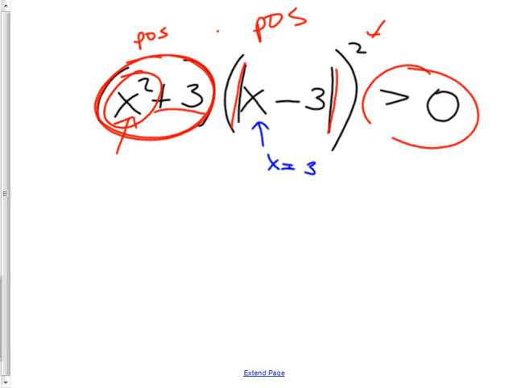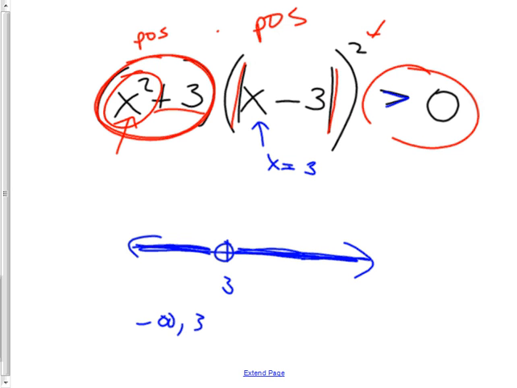All right, so the process on this, instead of just saying, think it through, you're really supposed to find the zeros and you put them on a number line. This one has a 0. The 0 is 3. So I put a 3 on the number line, and I say it can't be that, because if it was 0, it wouldn't be greater than 0. And everything else works. So then that's negative infinity to 3, union with 3 to infinity.